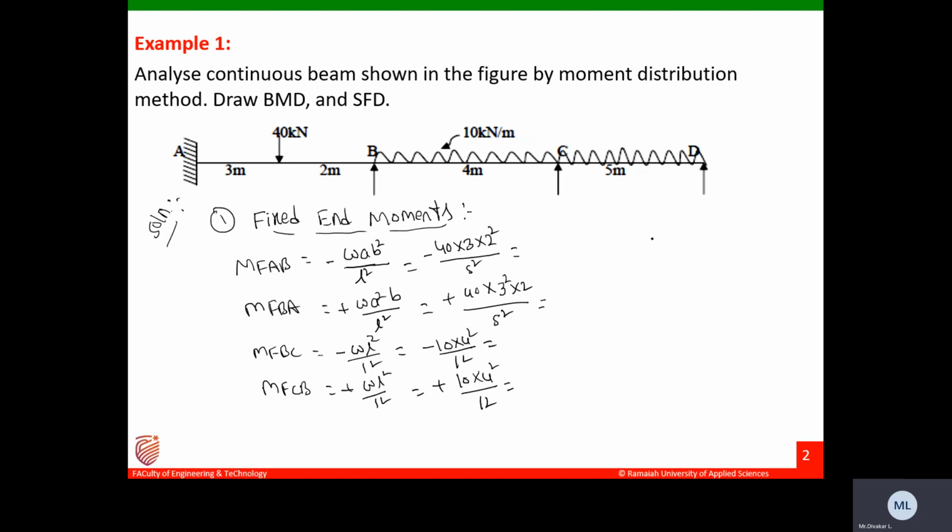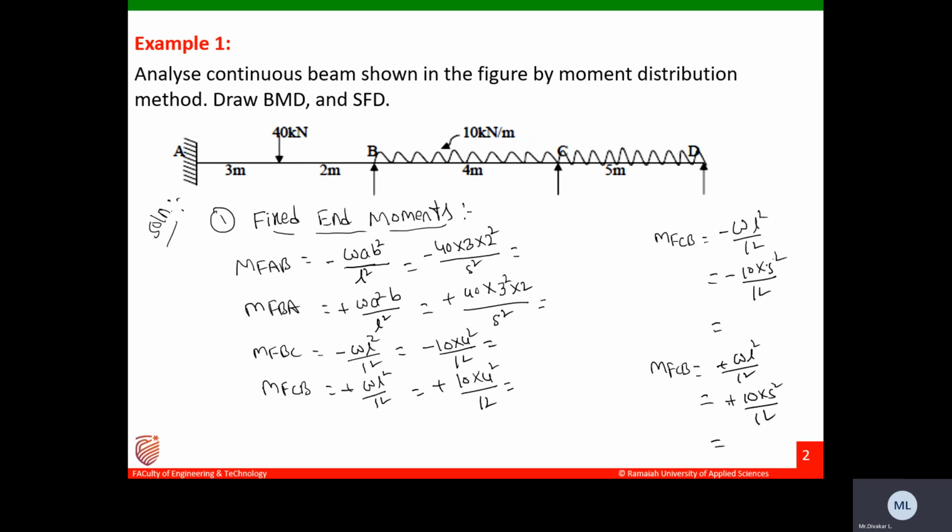Similarly, for the next span, this is also minus WL square by 12, so minus W is 10, L is 5 square, divided by 12. You can write down the value. Similarly, the other end will be plus WL square by 12, so plus W is 10, L is 5 square, divided by 12. Let us write down the value of that one.